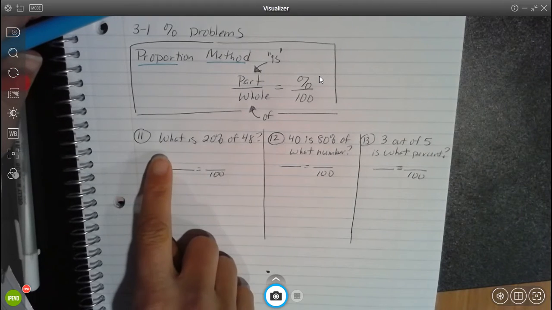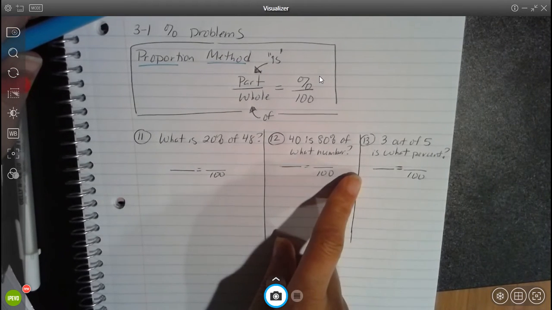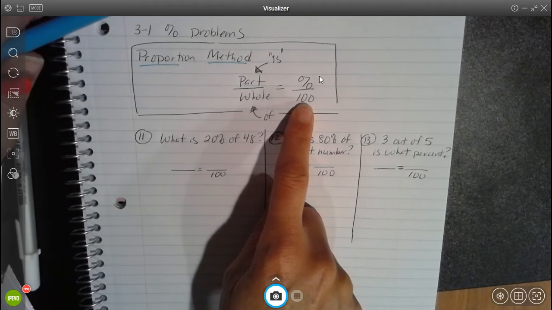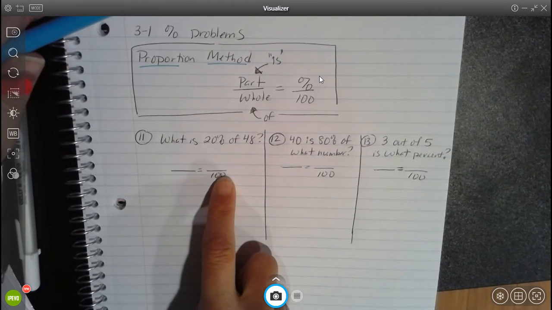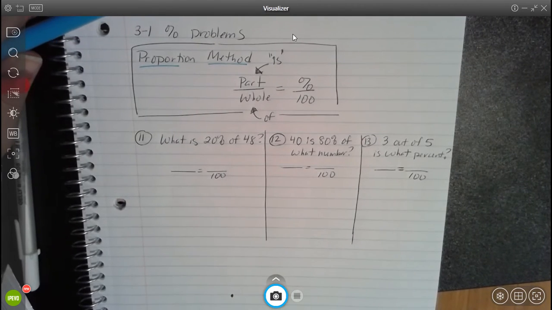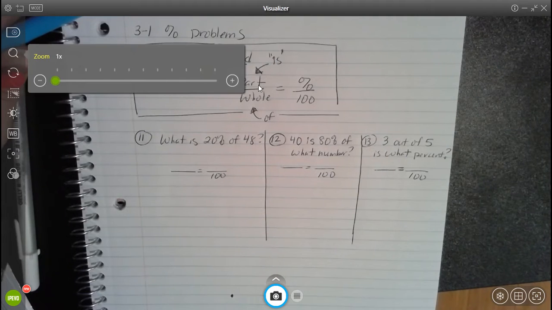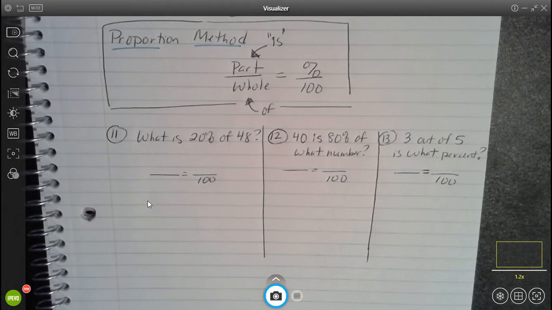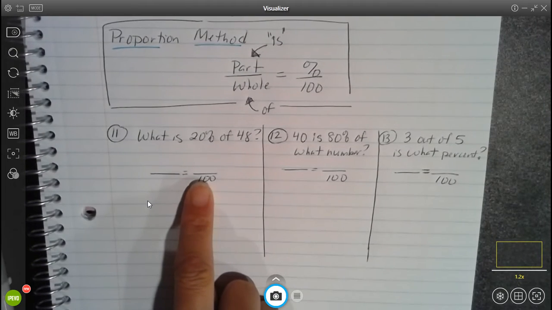Go ahead and copy down 11, 12, and 13. And this is what we call a template that we're going to fill in. Notice there's always 100 on the bottom right. So I filled in that template for a proportion with 100 on the bottom right. Copy that now, pause your video if needed. And let's go ahead and get started.